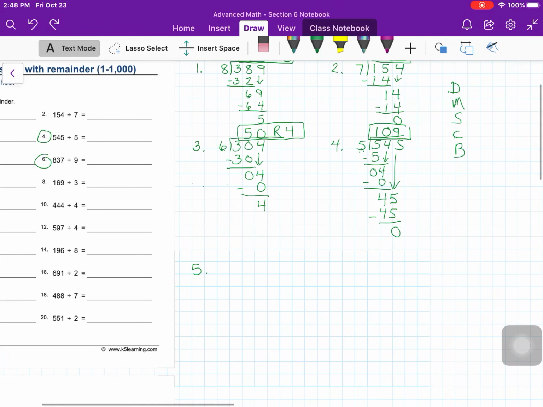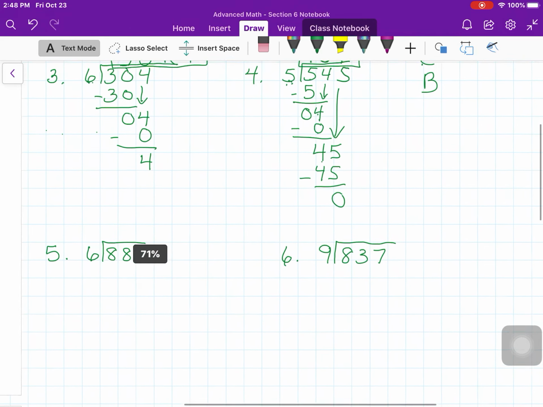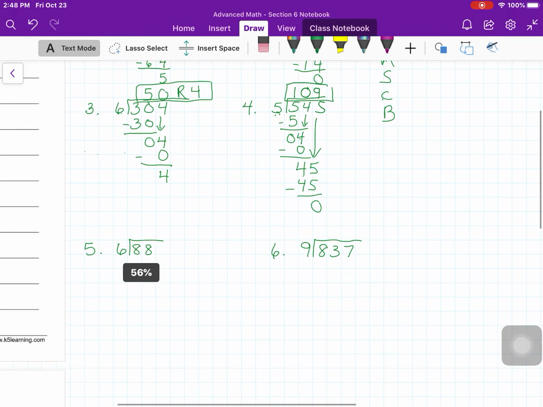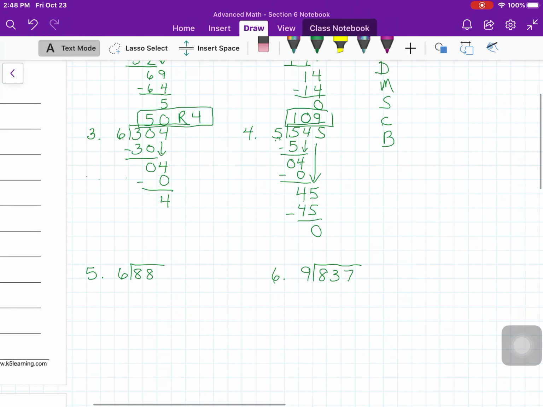88 divided by 6. My 6 is out here. My 88 is on the inside, my dividend. And while I'm here, I think I'll rewrite number 6. And that is 9 is my divisor, and my dividend is 837. Now I can zoom in on those a little bit. Want to see my does McDonald's serve cheeseburgers?